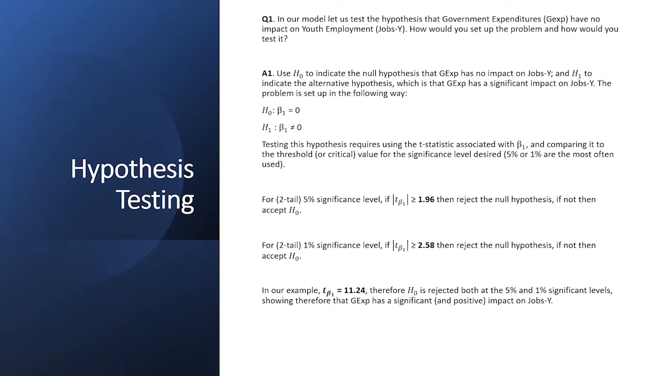And once you have your critical value, then you can do the comparison between your T statistic and the critical value, okay? Again, here, for a 1% significance level, the critical value, which does not change, as I said, is 2.58. So if our T statistic for beta 1 is greater than or equal to 2.58, we would say that we reject the null hypothesis at the 1% level.